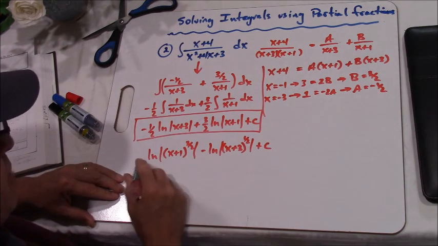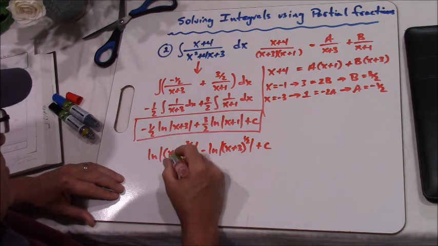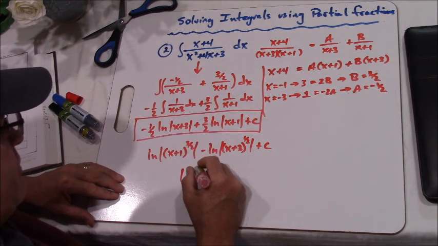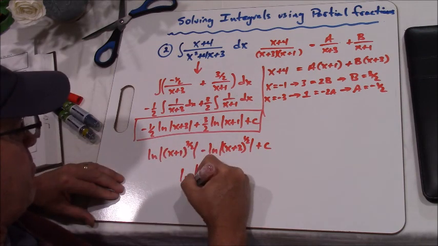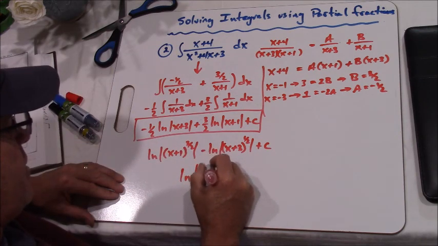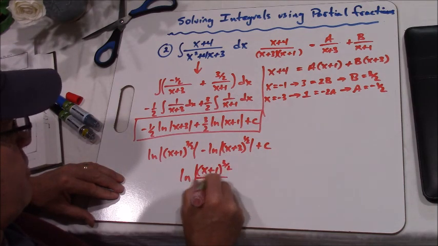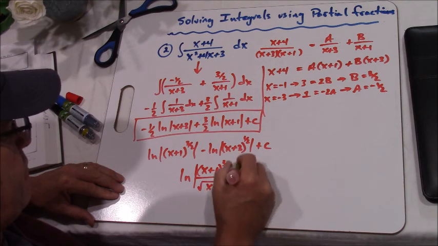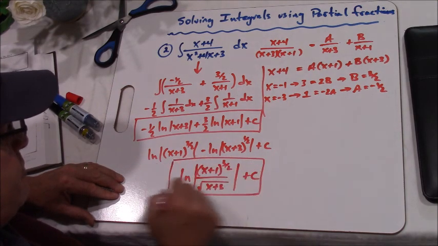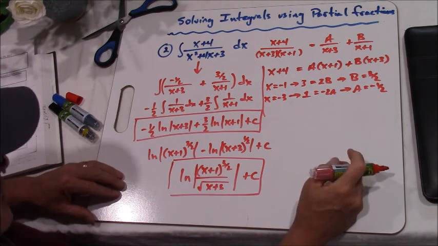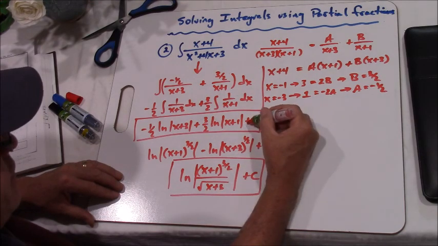And then if I combine this into just one natural log, I would have x plus 1 to the 3/2, I'll just keep the absolute value in there, x plus 1 to the 3/2 over the square root of x plus 3 plus c. So either one of those is a good answer. I didn't check the book. I'm not sure if our book would have this as an answer or if they'd have this right here.